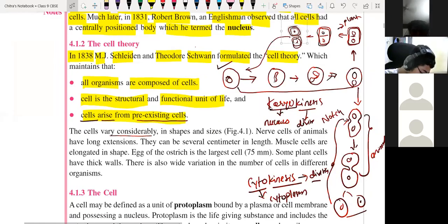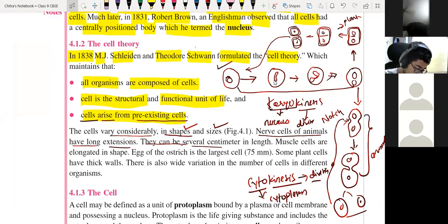So the cell varies considerably in shape. There are different types of cells, and they differ in their shape, size, and length, because we know the nerve cell is the longest cell of the animal body. It is about a meter long. Some can be several centimeters in length. Muscle cells are elongated, meaning they are long, fiber-like.